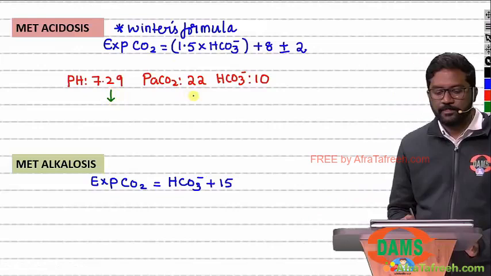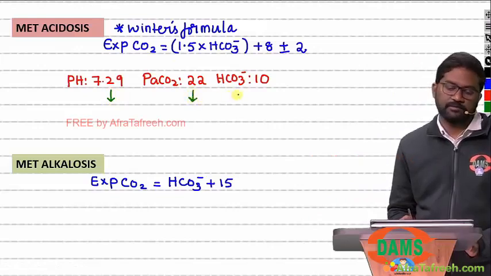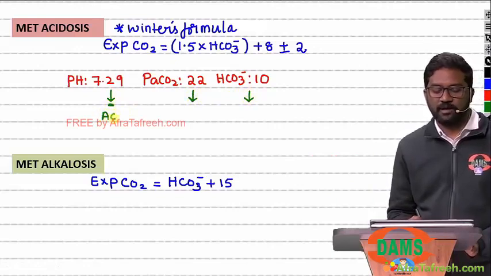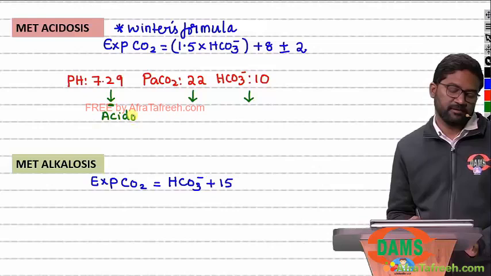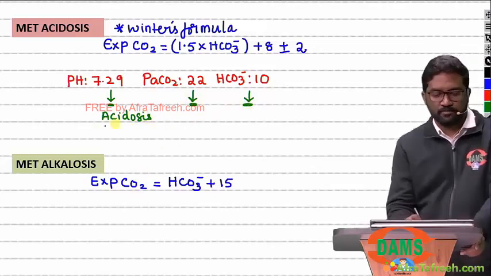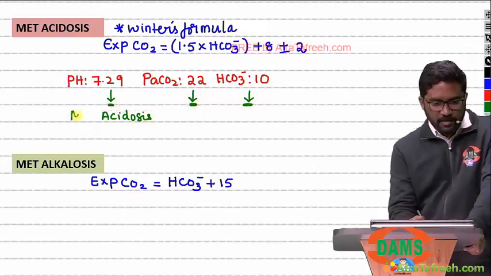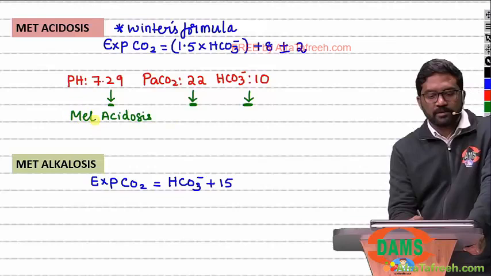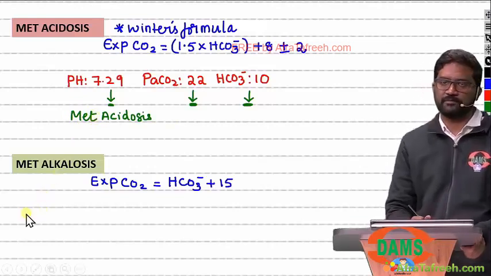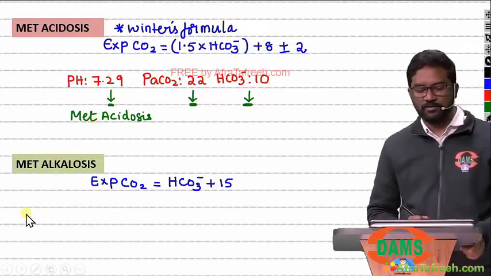Reduced, reduced, reduced. Anywhere a decrease in pH is called acidosis. What is primary? The change is in the same direction. So what should be the name? Metabolic. So whenever you identify primary metabolic acidosis, you should calculate respiratory compensation.